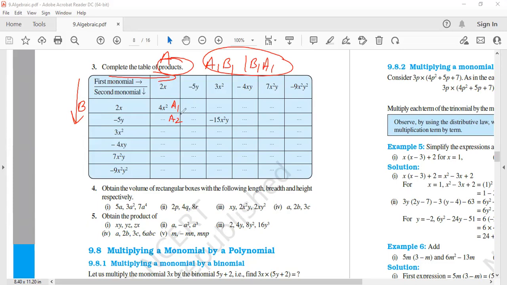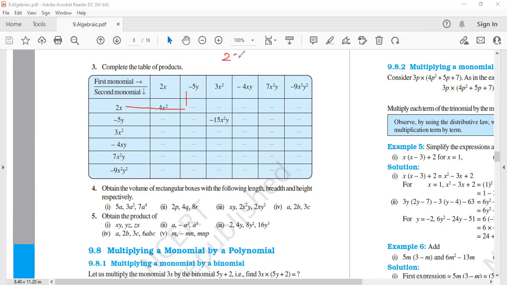Let us suppose this one is A1, this one A2. In this way, if the address is given, then you will find your multiplication. Suppose this is B, so B1, B2. In the Excel sheet you have seen, but I am not going to that part. Just here, see their intersecting point. You can draw these lines, then you will get the answer easily. You have to multiply this one and this one. So you will get 2 2s are 4x square. It's very easy.